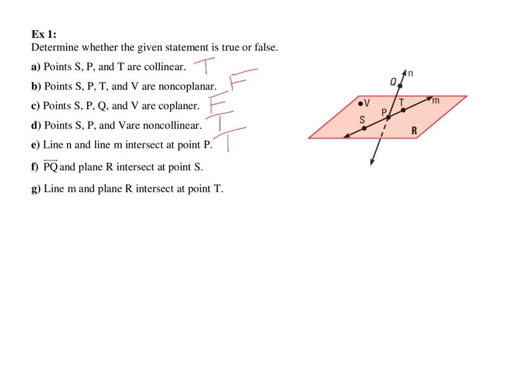Line PQ and plane R intersect at point S. That's false. Line M and plane R intersect at T. They don't just intersect at T, they intersect at all these points here. This is line M. So the intersection of line M and plane R is essentially line M because they share all those points in common.